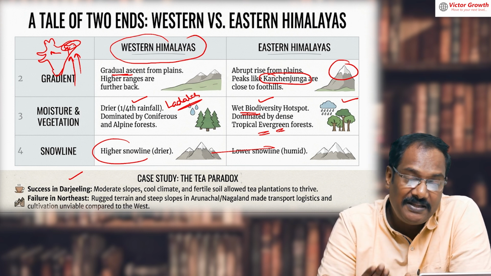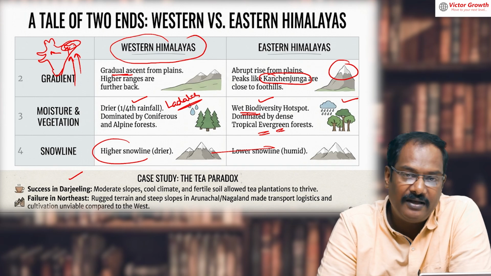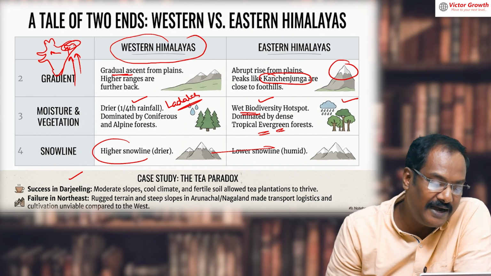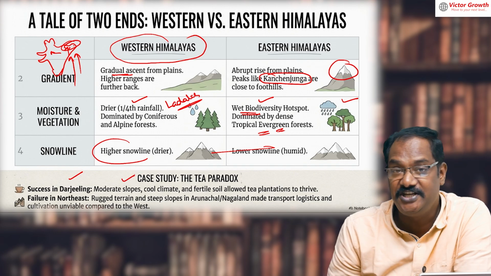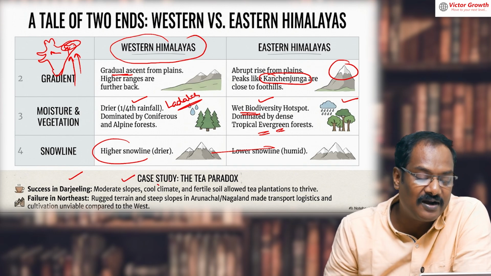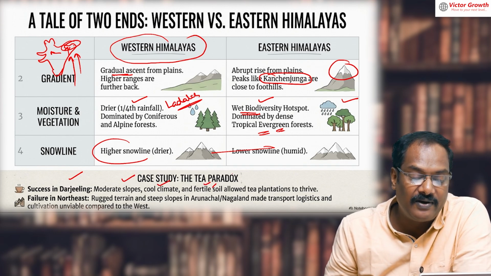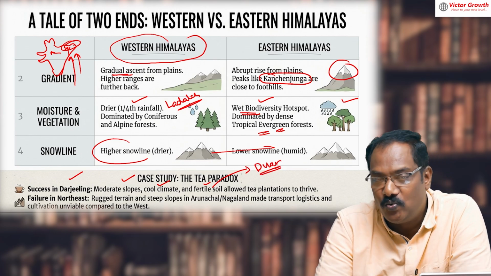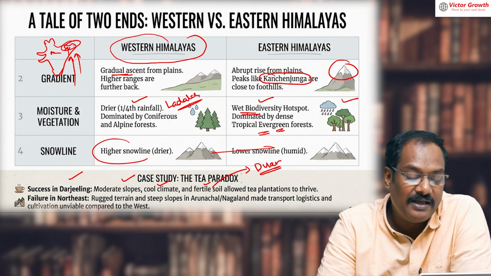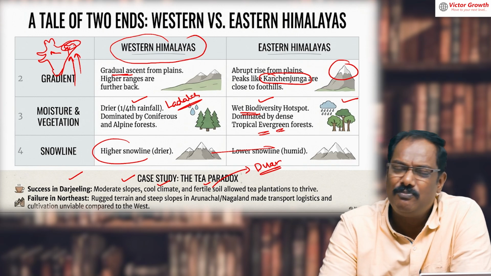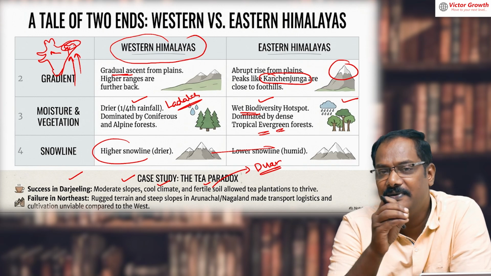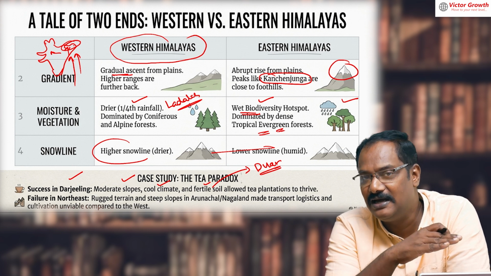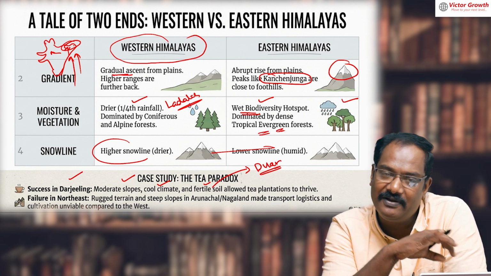But when the Britishers used this, they capitalized on certain natural conditions, for example a moderate slope, not very steep, a cool climate, and fertile soil. Write down, the soil name is Duar. Duar is a fertile soil which allowed the tea plantation. And moreover, which is not given in the PPT, there was a lot of population from the eastern side, Bihar, Jharkhand, and Bengal, who were migrating here.